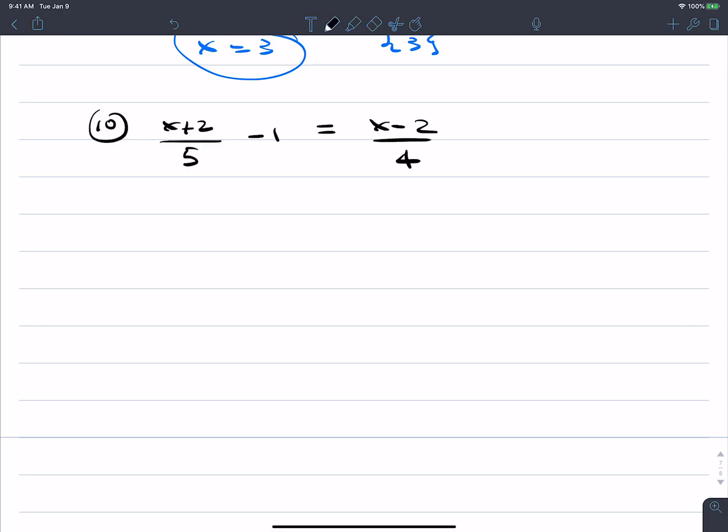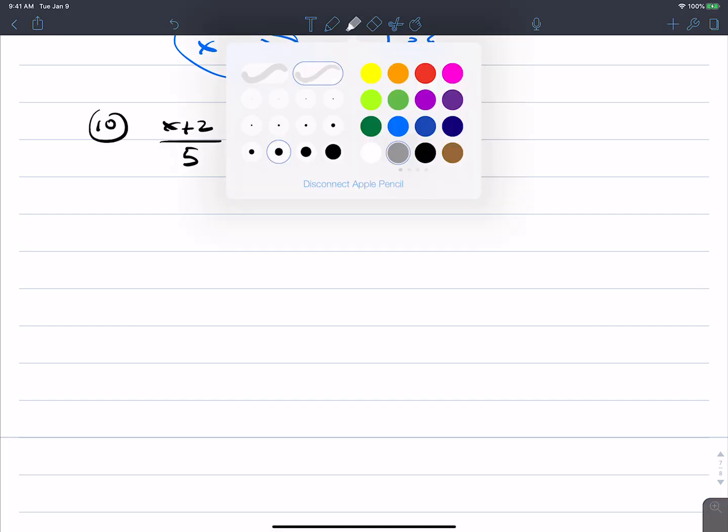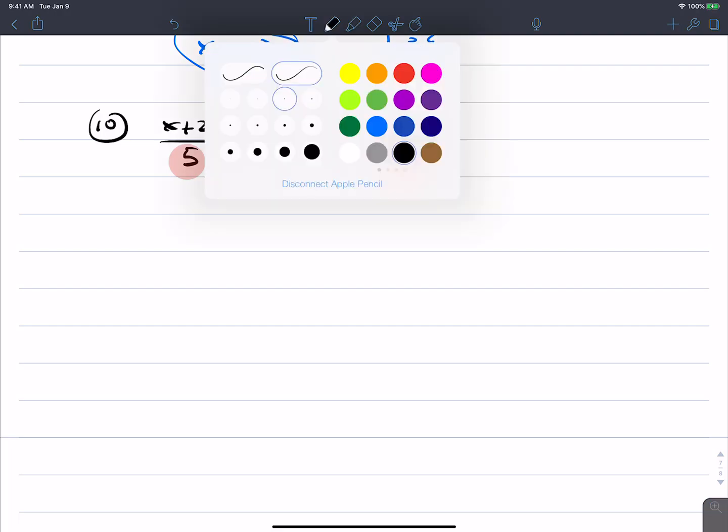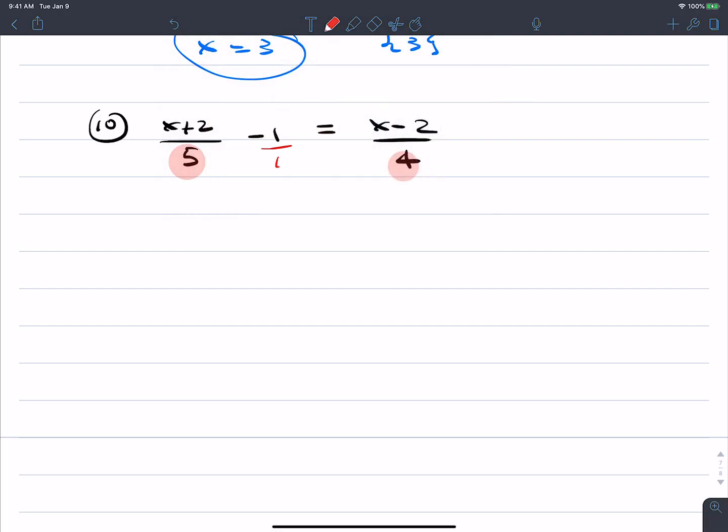What do I need? The LCM of 5 and 4. Is that true? Now, can I put this over 1 and say I need to find the LCM of 1, 1, 5, and 4? The answer is yes, but do I really need to? No. Good. So I need the LCM of 5 and 4, so let's go through our format, right?